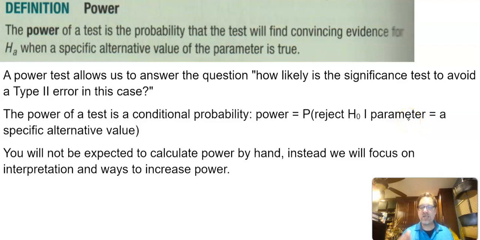So I'm going to say the free throw shooter shoots 64%. What is the probability that I will reject that he's an 80% shooter? What's nice is you're not going to have to calculate it, but you are going to have to interpret it and talk about ways to increase that power. That's where our focus is going to be.